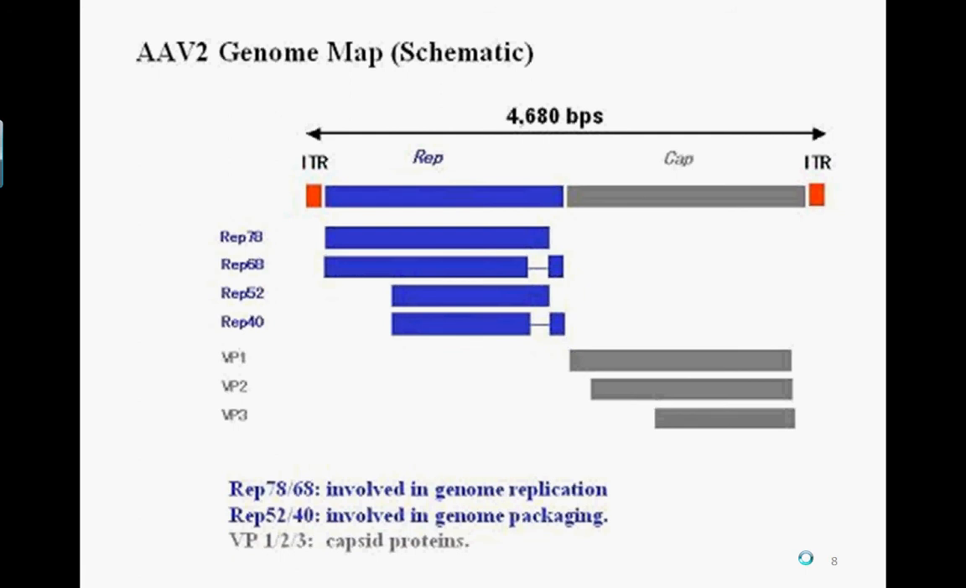AAV/AAV2 genome map. Understanding this is important. Wild-type AAV contains the rep, replication, and cap, capsid, genes. The rep gene codes for 4 proteins and the cap gene codes for 3 proteins. In recombinant AAV, the rep and cap genes are removed and supplied in trans. The therapeutic gene of interest is then inserted into the empty space, thereby forming the recombinant therapeutic AAV, now called RAAV.